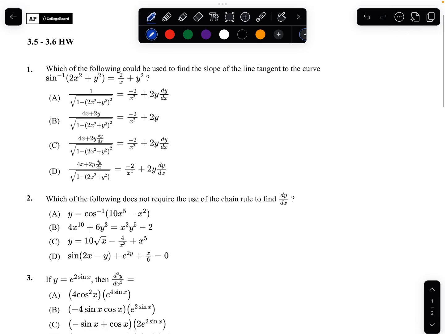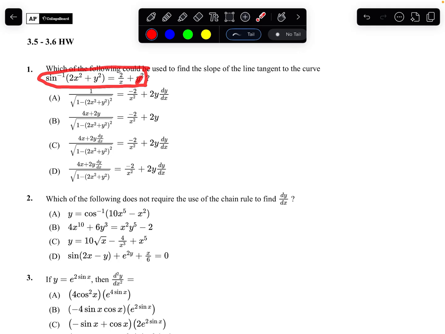So for question 1, which of the following could be used to find the slope of the line tangent to the curve of this function right here? So which of the following procedures is the correct way to find the derivative, the slope of the line tangent to the curve? So this is implicitly defined. We have y's and x's together. So let's think about how we would do this. I would just start by taking the derivative and seeing which one lines up with that.